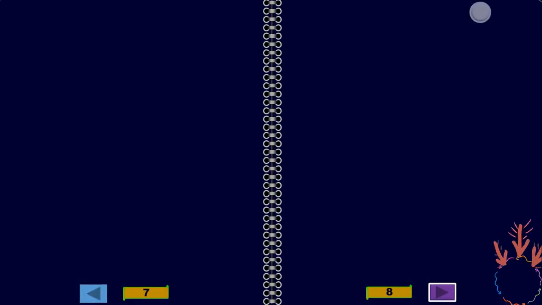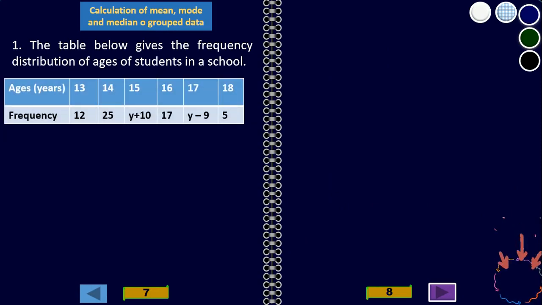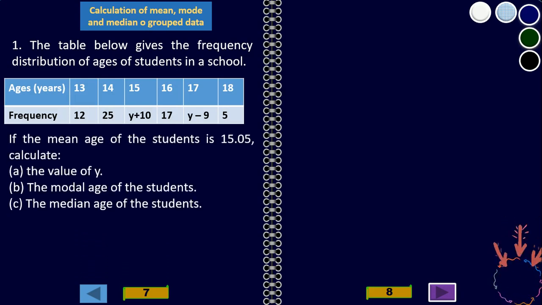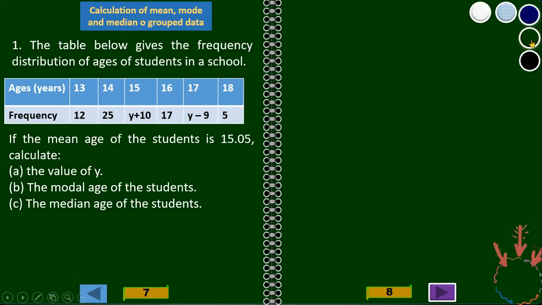The question. The table below gives the frequency distribution of ages of students in a school. If the mean age of the student is 15.05, calculate A, the value of y, B, the modal age of the students, C, the median age of the students. Let's solve this question together now.